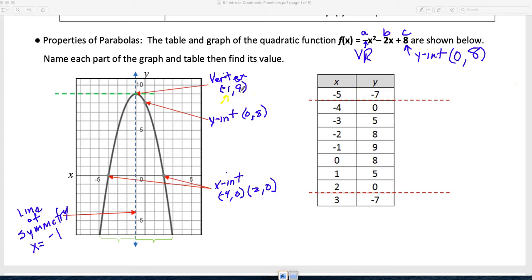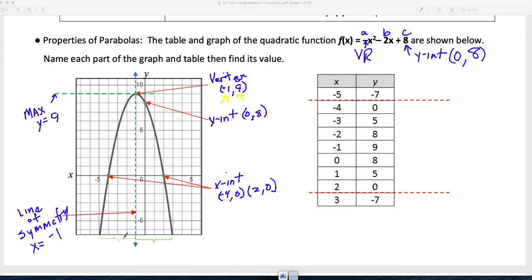Let's look at the other piece of the vertex, which is right here. We said this is the highest or lowest point of the graph. Right here at this green line, this is the highest point of the graph, and back in chapter 1, we learned the word for this. This is a maximum. If this graph had not had a vertical reflection, we would have had a minimum. And this is the y value of that vertex. So y is equal to 9.